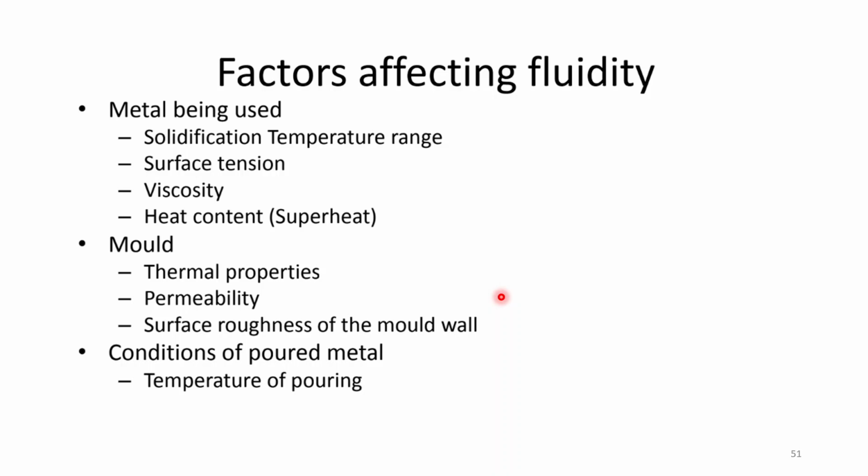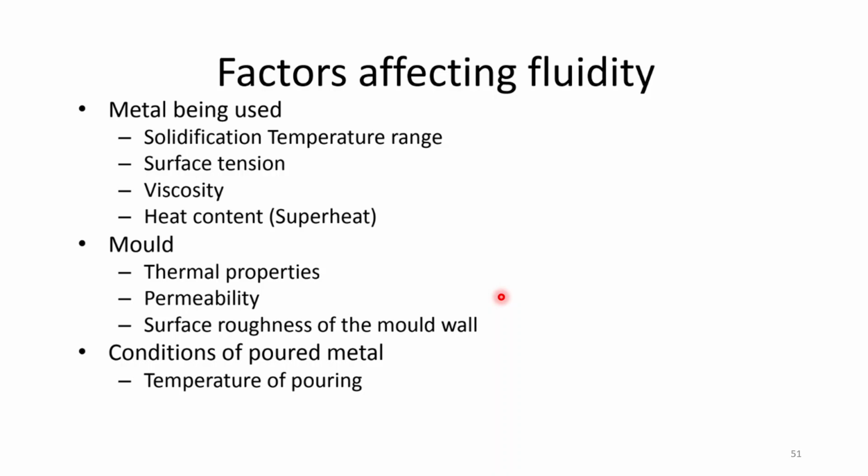Next is the mold. These are the characteristics related to the mold. First, thermal properties. For example, whether you are using a sand mold, graphite, or a metal mold will also define the fluidity. If you have a mold with very high thermal conductivity, then the metal will solidify very fast at the walls. So your mold material should be insulating if you want higher fluidity.